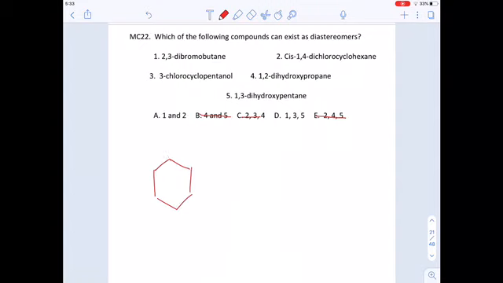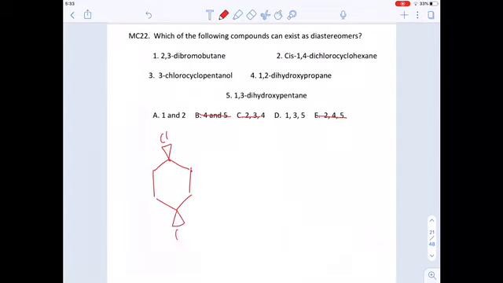Okay, moving on to number 2, it's cis-1,4-dichlorocyclohexane. So you want to draw your cyclohexane, 1, 2, 3, 4, cis. So the situation here is you can't assign priority because these chains are identical to each other. So you can't rank them.